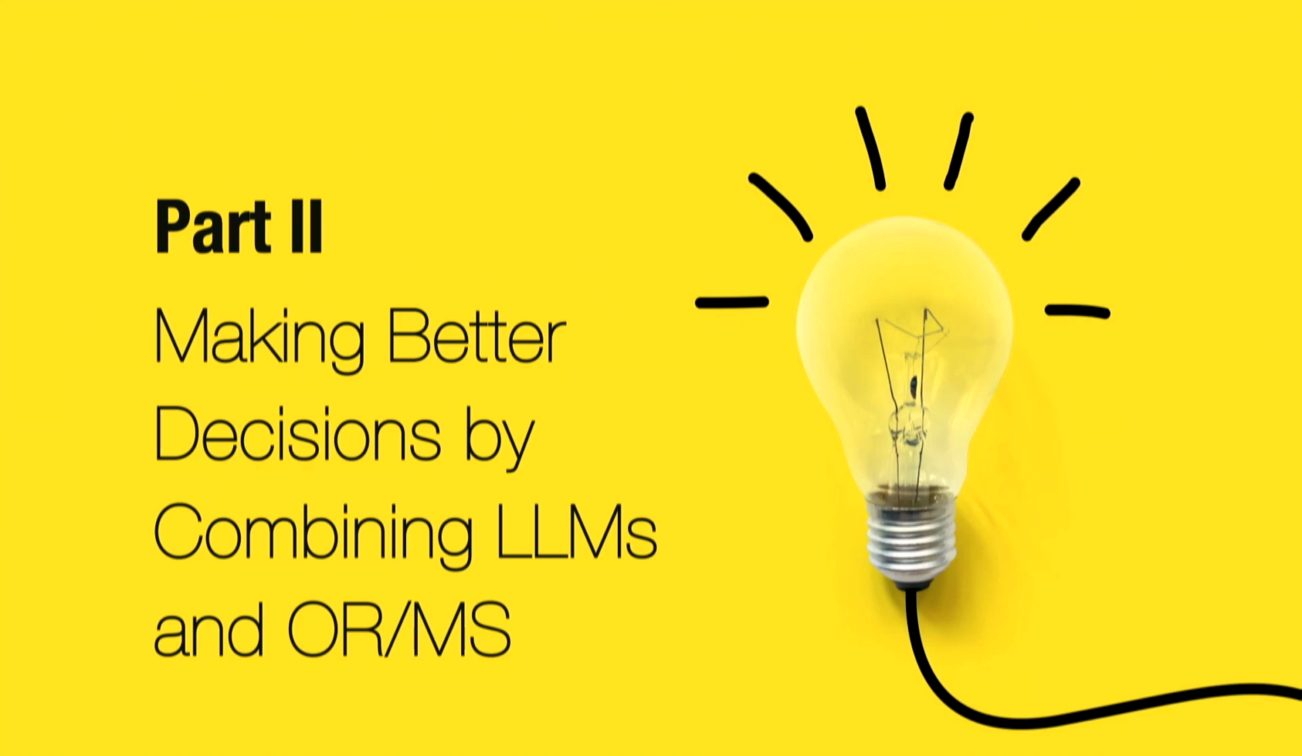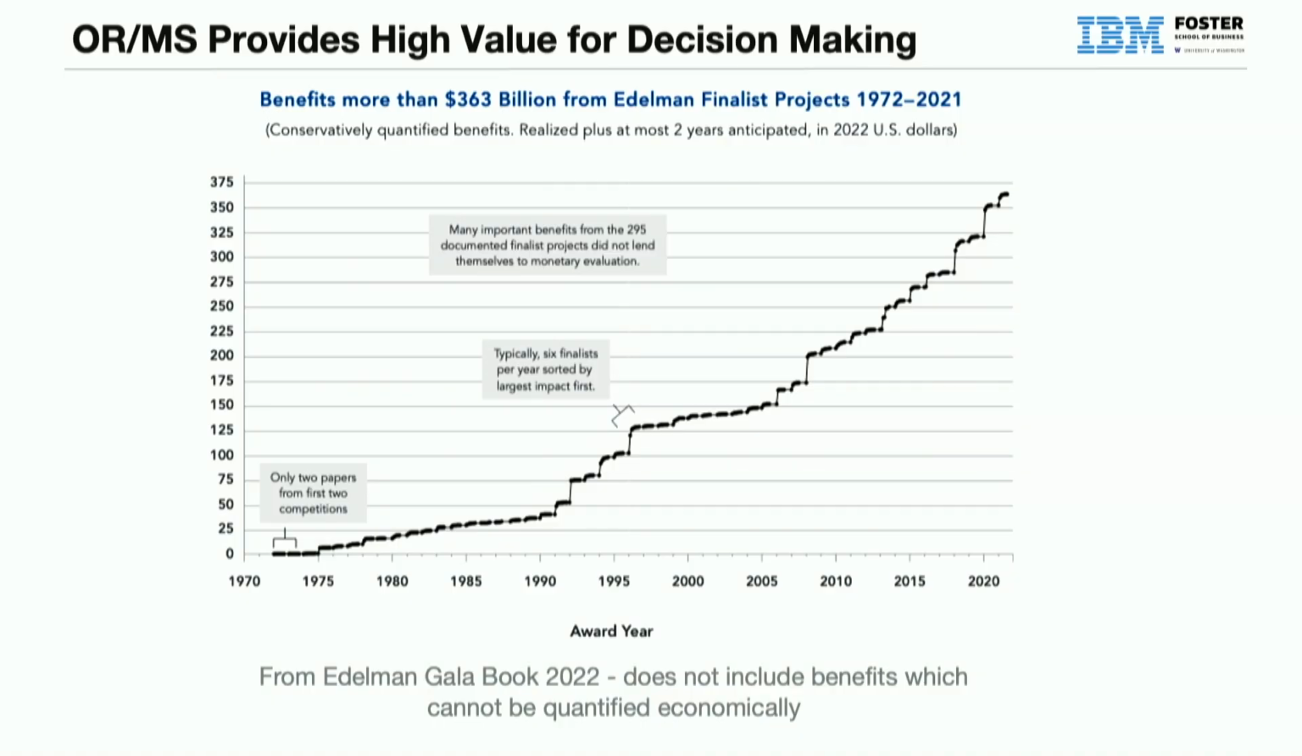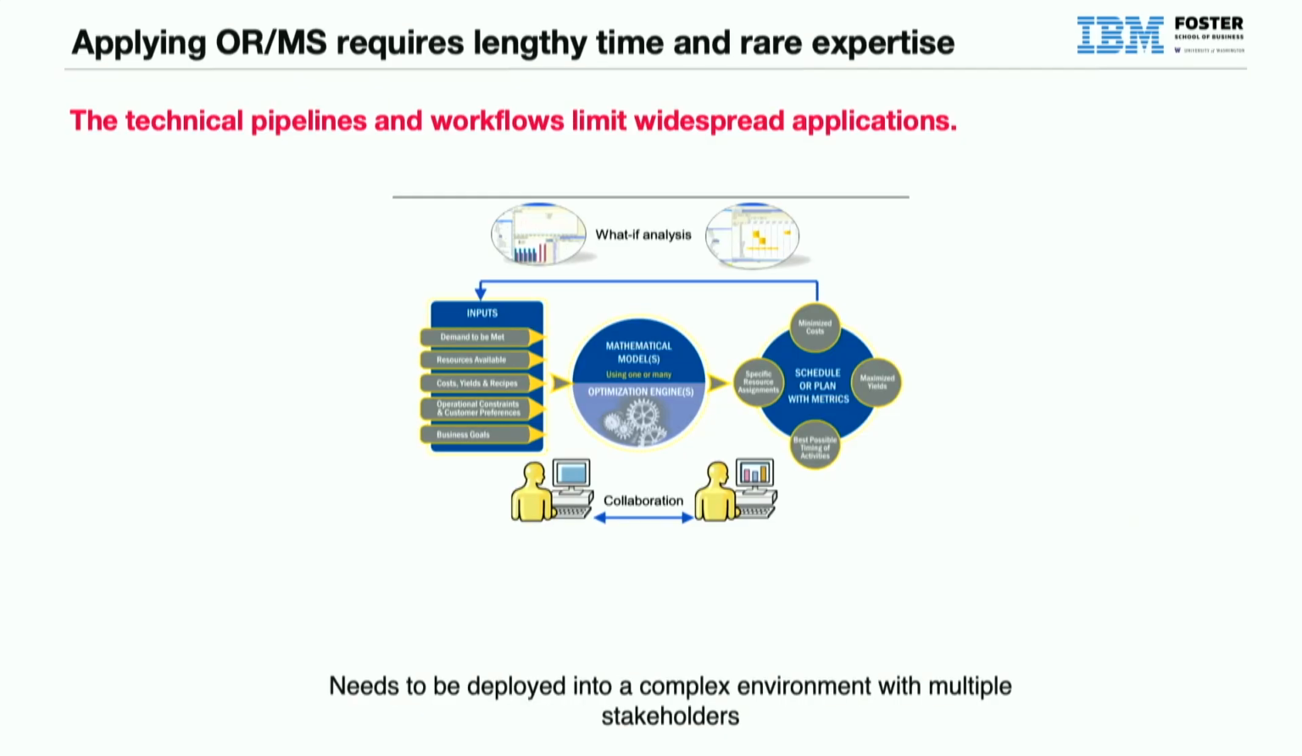Okay, so now I move to part two, which is how can we use generative AI, or specifically large language models, to help make better decisions together with operations research and management science. So, of course, we all know the tremendous, huge benefits operations research and management science can bring to enterprise and society. This is taken from the Edelman-Gala book, and these are just the quantifiable benefits. However, and this is one of the reasons why the Edelman Prize is given, this requires really a lot of effort.